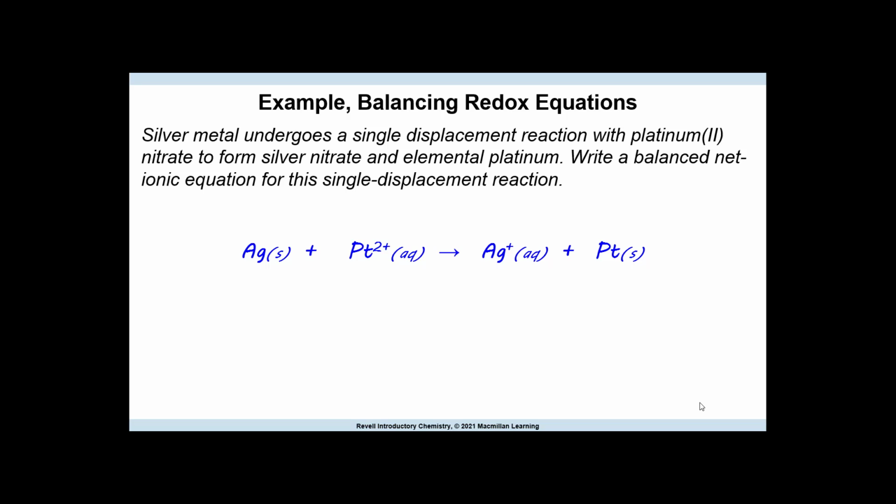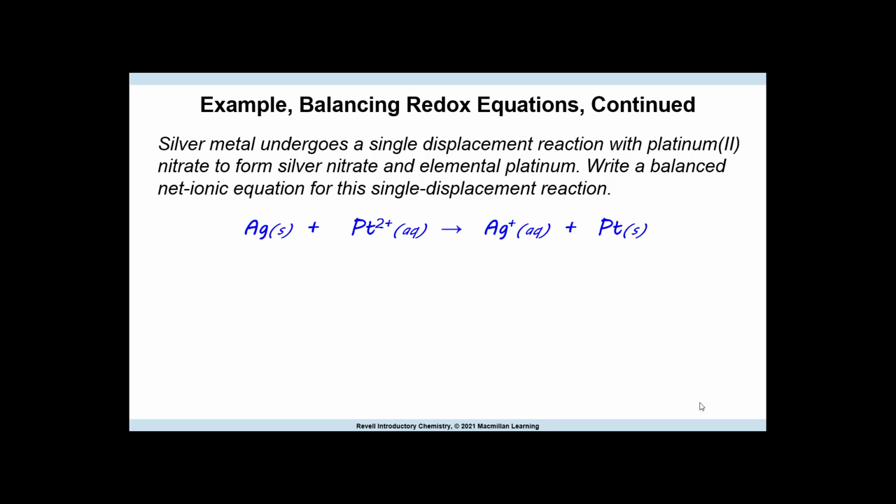Nitrate is a spectator ion, so it doesn't need to be included in the net ionic equation. First, we balance the charge by adding a coefficient 2 in front of the silver ion. We then balance the number and type of atoms by adding a 2 in front of the elemental silver. The number and type of atoms are now the same, as well as the charge on both sides. This equation is balanced. But let's look at one more example.